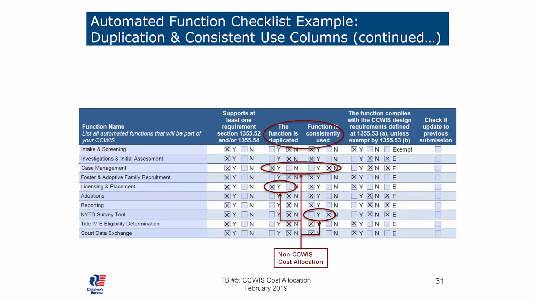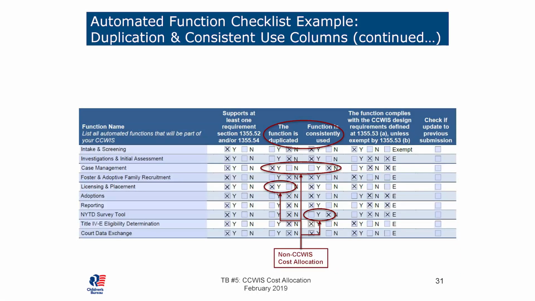So because these 3 automated functions, the case management, the licensing and placement, and the NYTD survey tool, do not meet one or both of the criteria, they do not qualify for CCWIS cost allocation. And we will see the effect of these 3 automated functions upon the cost allocation methodology as we continue with the example in part 2 of this webinar.